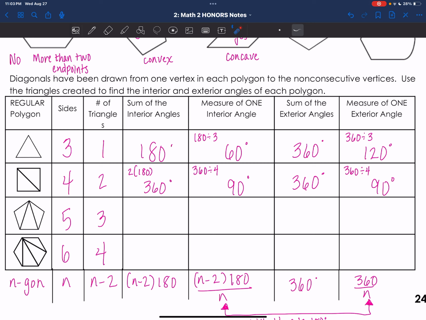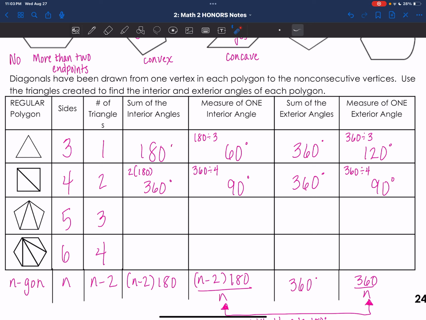The sum of the exterior angles is 360, and I'll give you a hint, all of these are going to be 360. And then to figure out one exterior angle, you just take 360 divided by the number of sides, and that's going to give you 90. All right, if you do this correctly, you should have 5 sides, but 3 triangles.